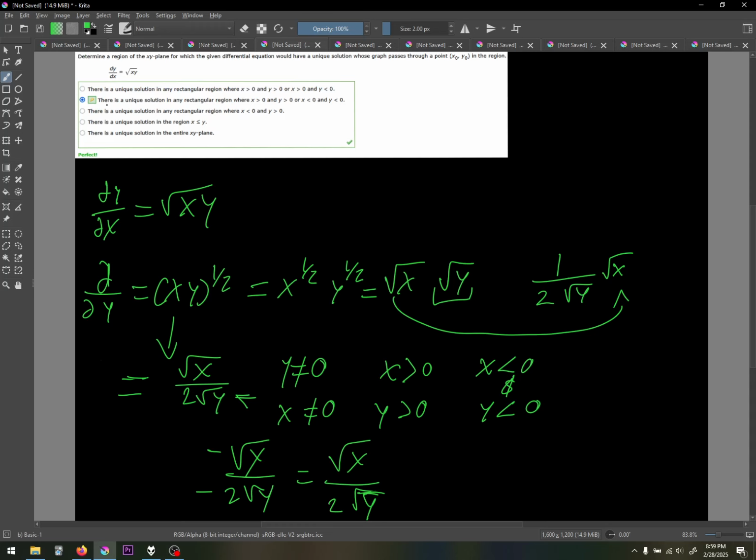So there's a unique solution in any rectangular region where x is greater than 0 and y is greater than 0. I should say that this also is and. Or x is less than 0 and y is less than 0. So yeah, that is the solution to that problem.